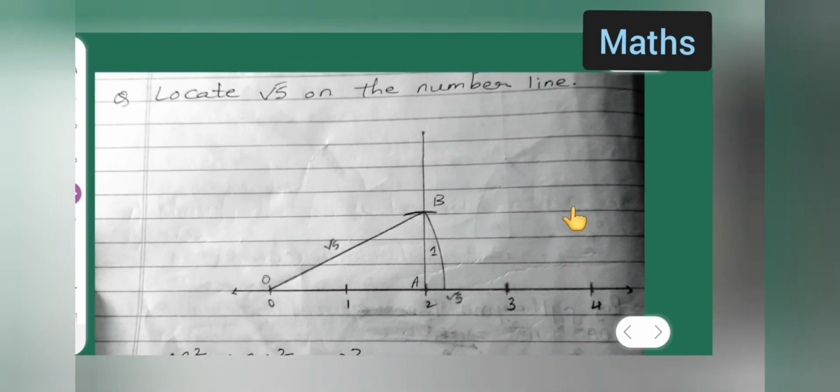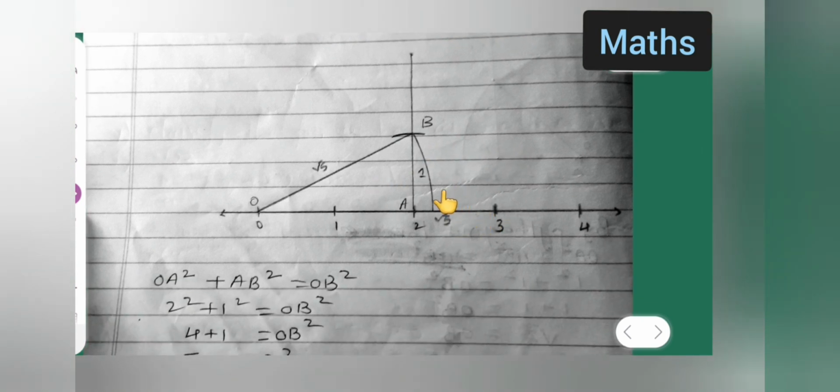Can you see? Locate root 5 on the number line. See the number line. Now you all can see this OA square, by Pythagoras theorem, plus AB square is equal to OB the whole square. We need to find this OB square. Before that, what is OA? OA we have taken as 2 units, so it will be 2 square.